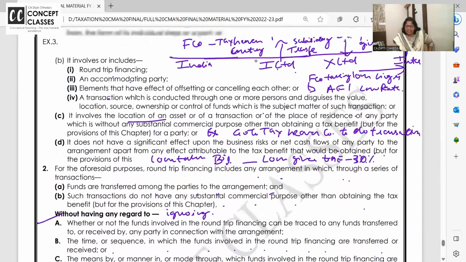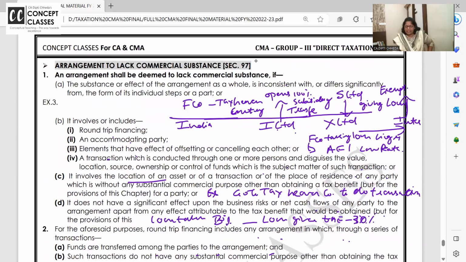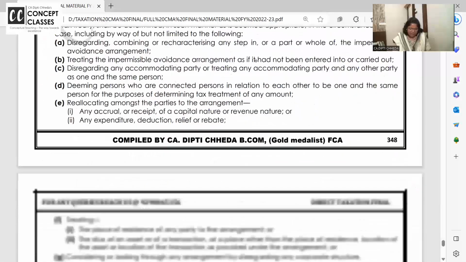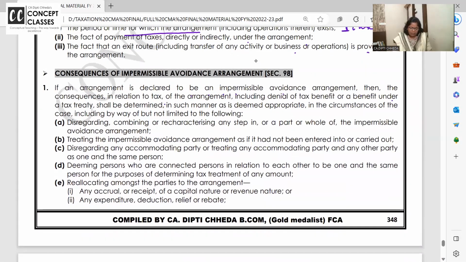अगर ये बोलते हैं कि नहीं नहीं ये आप जो बता रहे हैं ना ये सब गलत है, एक्चुअली आई लिमिटेड नहीं है, एक्स को लोन दिया है, ये सब फेक फॉरेन सब्सिडरी कंपनीज है, तो कंसिक्वेंस क्या होगा? Disregarding, combining or recharacterizing any step, whatever they have इधर का उधर जो बनाए, they will disregard. Okay, treating the impermissible arrangement as if it has not been entered, कोई transaction ही नहीं हुआ. Disregarding any accommodating party or treating accommodating party as another party.